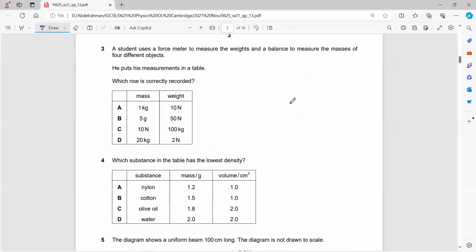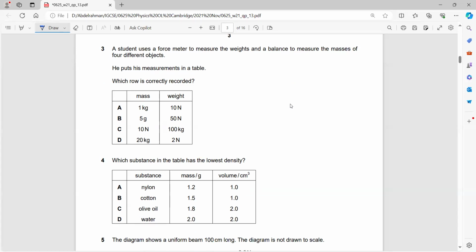Question 3. Student uses a force meter, okay, to measure the weights of some masses. He puts his measurements in the table. Which row is correctly recorded? It would definitely be A. Yes. Why is it A? Could B be right? No, B is not right.